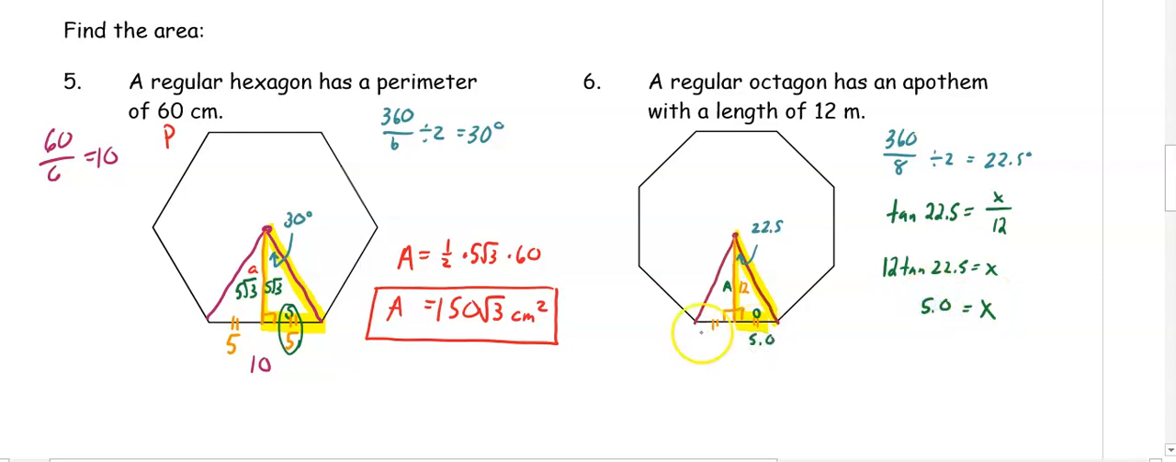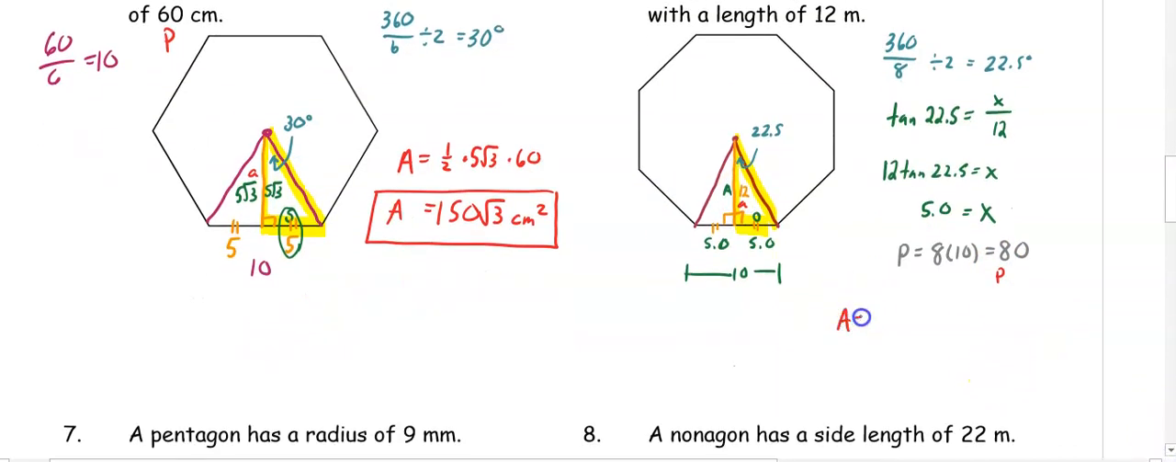So if this is 5.0 and this is 5.0, the whole side is 10. So if we know we have a side that's 10, our perimeter is going to be 8 sides times 10, which is 80. So now we have our apothem, which is 12, and our perimeter, which is 80, and we can find our area. So we have area is equal to 1/2 of 12 times 80. So when we multiply those together, we get 480 meters squared.